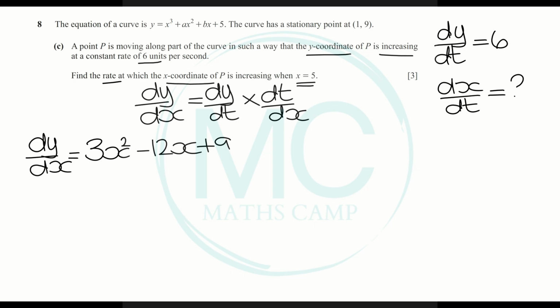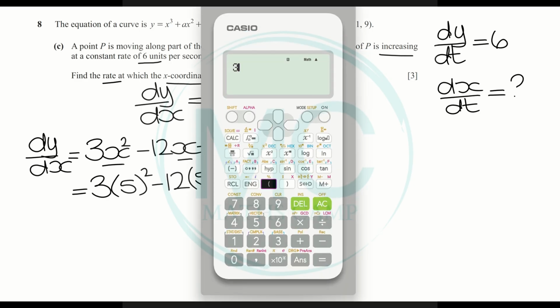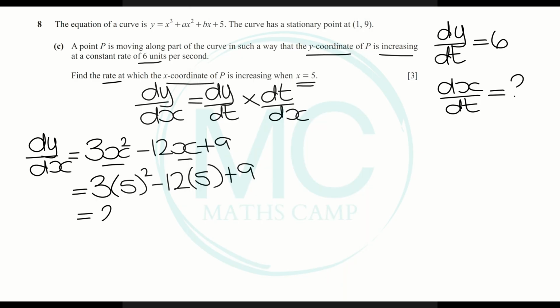The question asks us to find the rate of x when x is 5. So we substitute 5 into these x values. So we have 3 multiplied by 5 squared minus 12 multiplied by 5 plus 9. And you can put this straight into your calculator. We have 3 multiplied by 5 squared minus 12 multiplied by 5 plus 9 is equal to 24. This is our value for dy over dx.